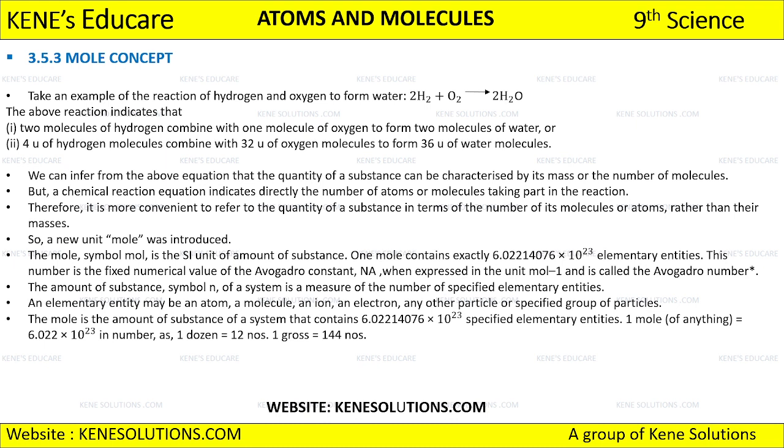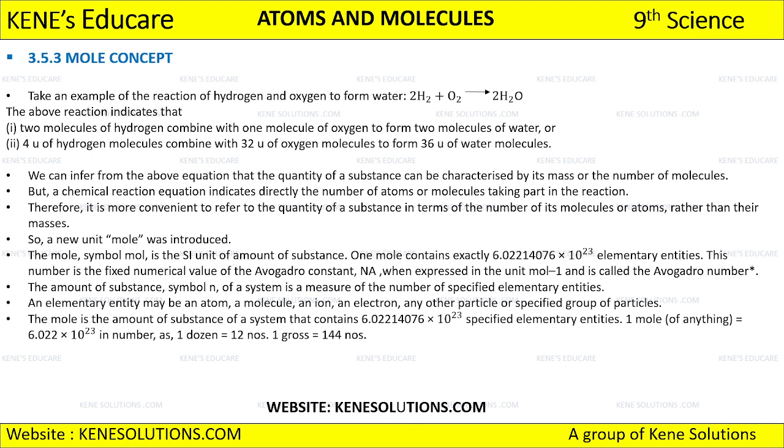Now if you have been asked to write Avogadro's constant, how do we write it? Avogadro's constant is 6.022 into 10 raised to 23. Always remember that this number is the fixed numerical value, and we know it as Avogadro's constant, where when expressed in the unit per mole, it is called Avogadro's number. So if I add the unit per mole to 6.022 into 10 raised to 23, then that becomes the Avogadro's number.